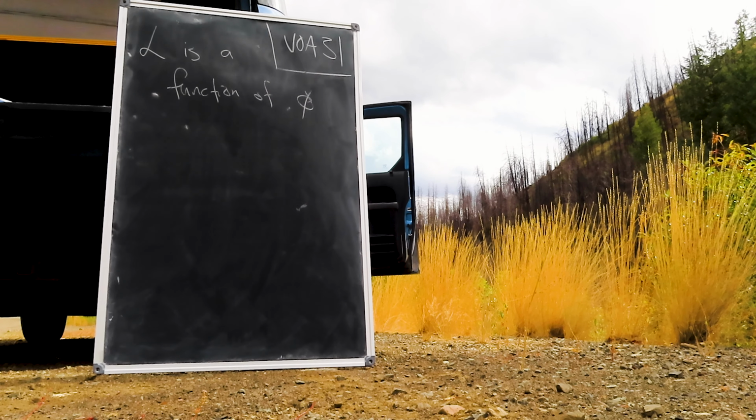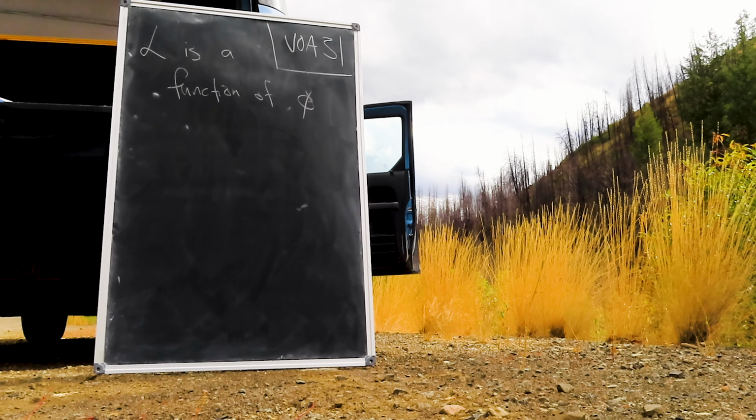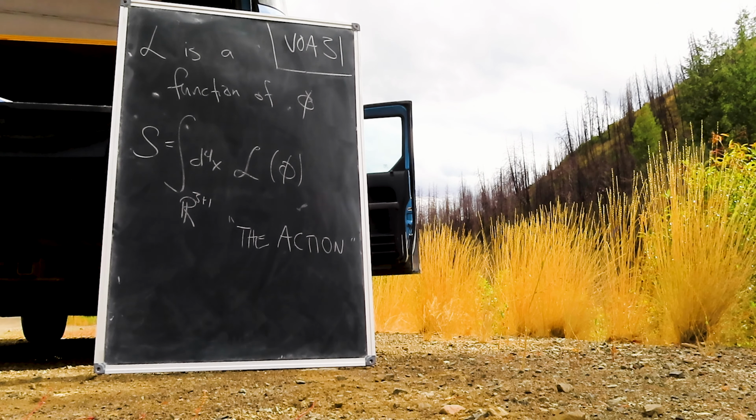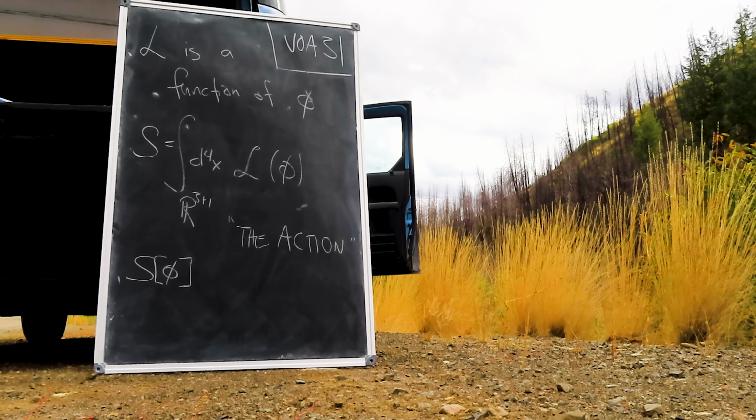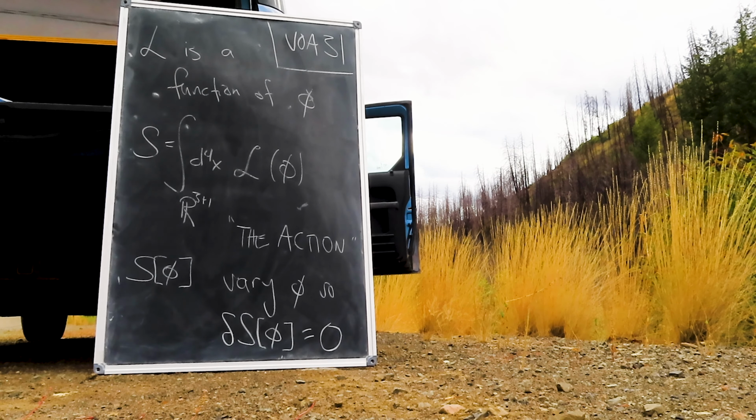Let L be a function of these fibers or fields, phi. The action, S, is defined to be the integral of L over the base space, typically again R3+1. From this perspective, we can frame our variation problem by considering how S varies with phi. Our specific aim is to find sections of the bundle for which the action is stationary as we perturb away from them.